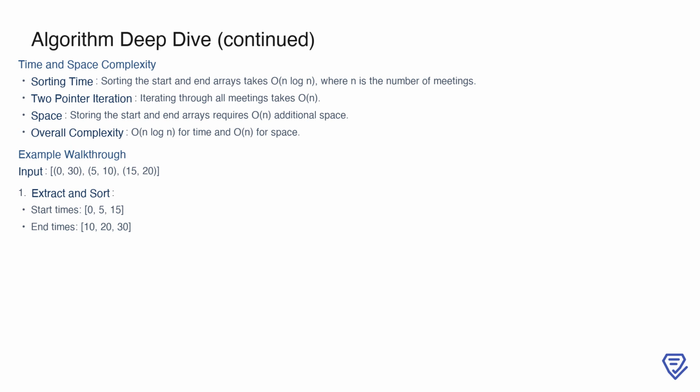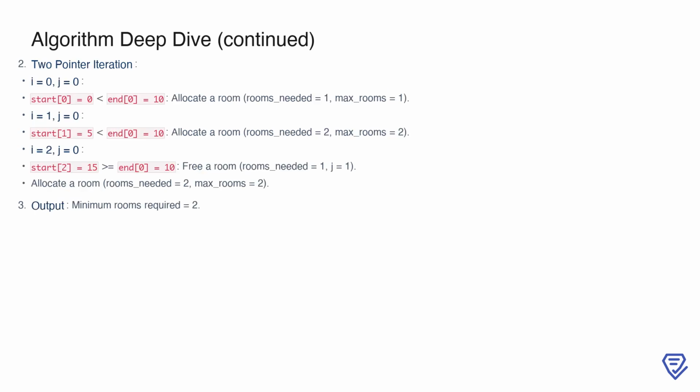To illustrate this, consider the example input 0, 30, 5, 10, 15, 20. After extracting and sorting the times, the start array becomes 0, 5, 15, and the end array becomes 10, 20, 30. These sorted arrays set the stage for efficient processing of the meetings. Using the sorted start and end arrays, we can now apply the two-pointer technique.